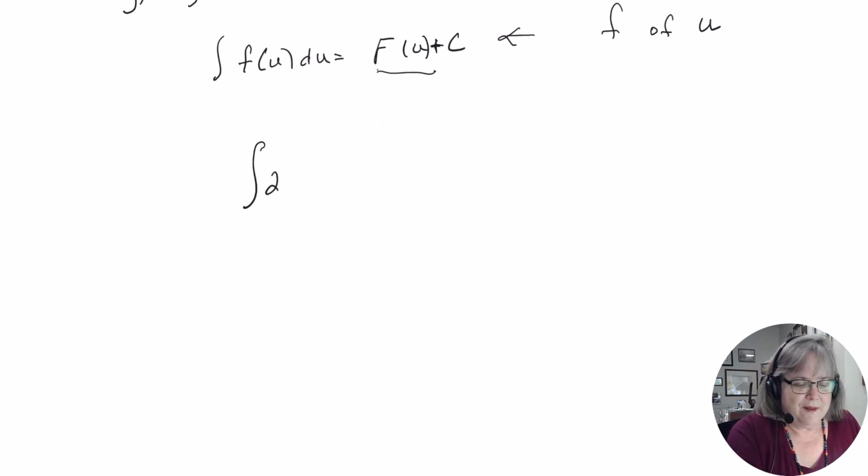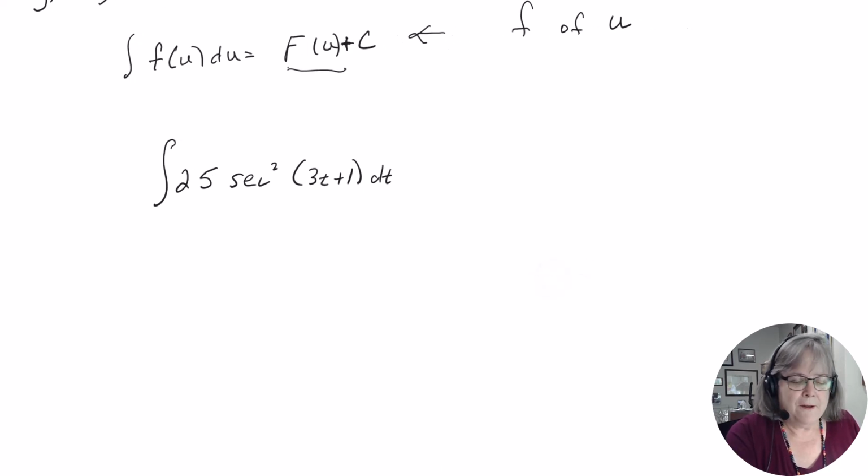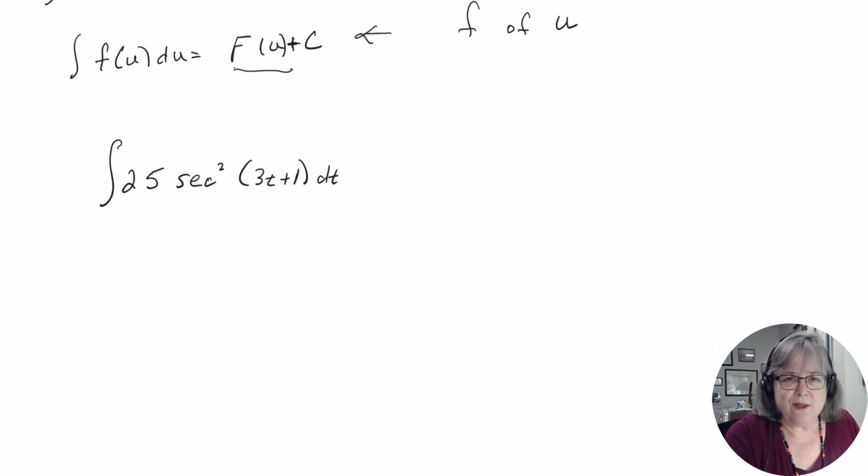And here we go. So 25 secant squared 3t plus 1 dt, because it doesn't have to be x's, right? Now, you look at it over and you go, okay, in here, the argument for the trig, it's not just a t, it's a 3t plus 1. So if you were going to take the derivative of this again, then you would have to do the chain rule, right? So backing it up is probably going to be the chain rule in reverse. So let's do the u du thing.